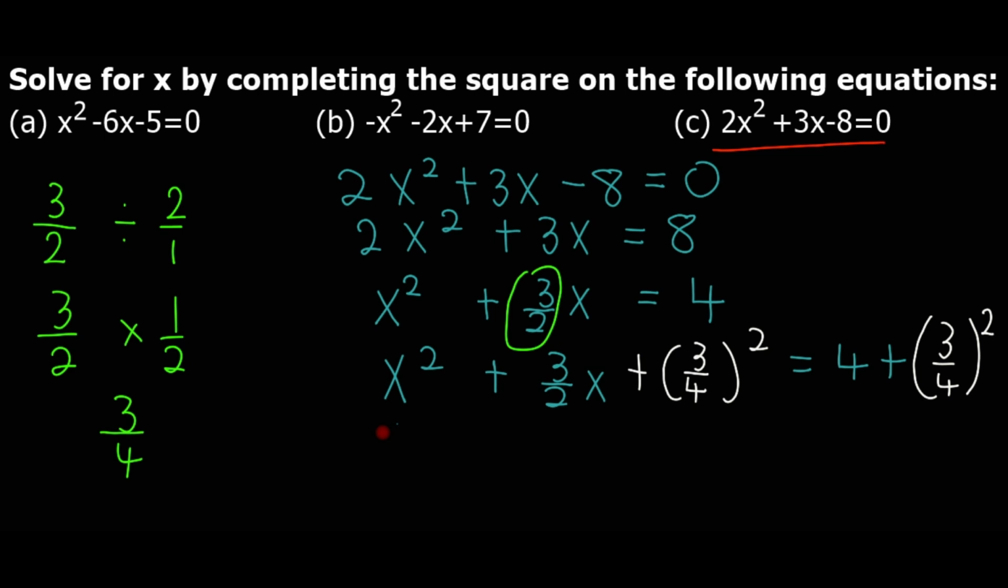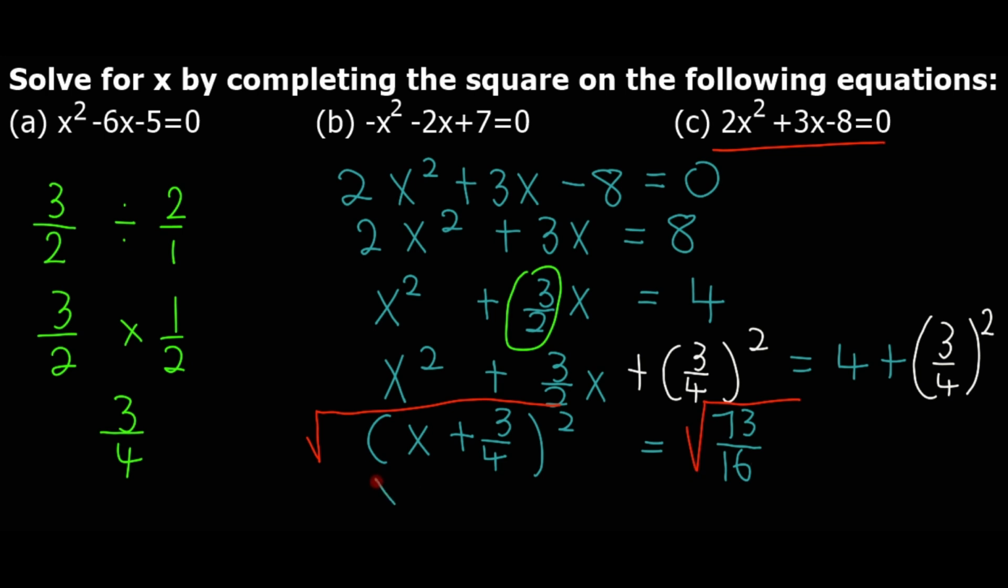And then as usual x, and then this sign which is plus, and then this one is 3 over 4, and then all squared. The right side we press on the calculator, and it will give 73 over 16. And then from there, because we can solve for x, we will root both sides.